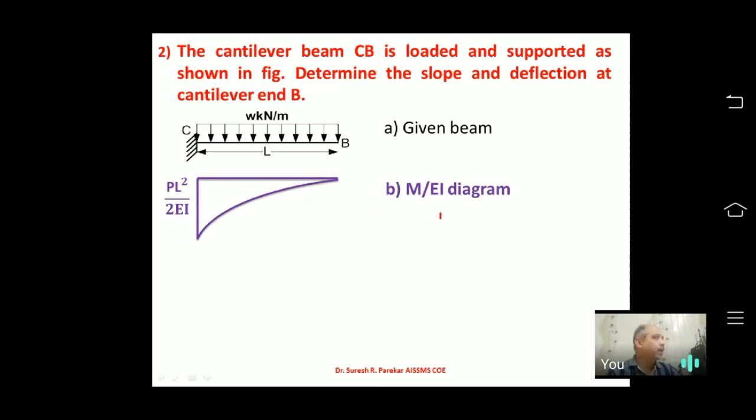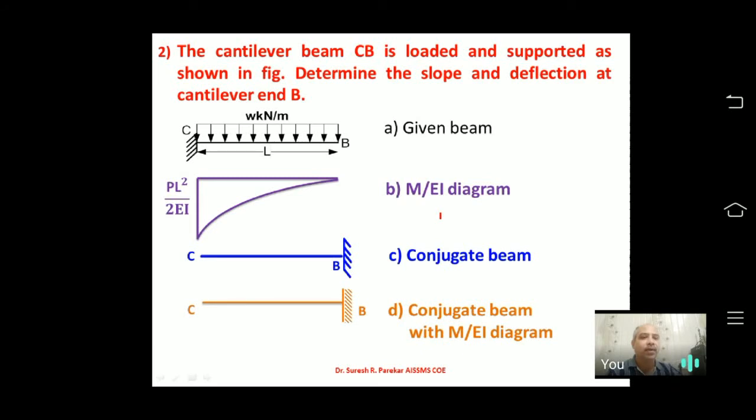Now we will go to the conjugate beam. C is fixed, so the real beam has C as a cantilever, and B is the free end. So the conjugate beam has this as fixed. Now we have the M by EI diagram, so our next step is to find the conjugate beam with loading. So we have the conjugate beam and then the loading on this conjugate beam, in this fashion. Knowing all this, we can go ahead to find the shear force and then the deflection.